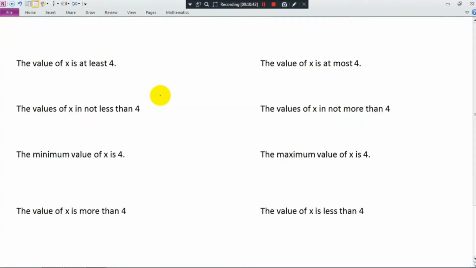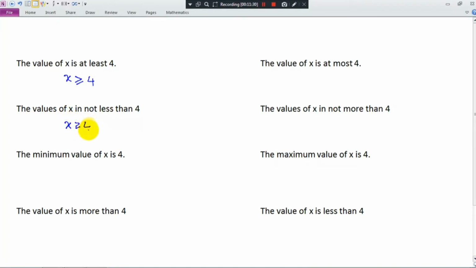Sometimes you will be given a situation and you need to represent the given situation by using an inequality. Okay, so let's look at this one. I just use some simple examples here so that I hope you understand better. The value of x is at least 4. So what symbol should we use? At least is more than, is greater than, or equal to. We need to use this symbol. At least 4 means 4 is included, right? Not less than 4. The minimum is 4, but cannot be less than 4.